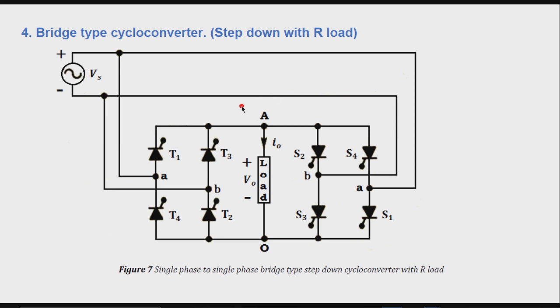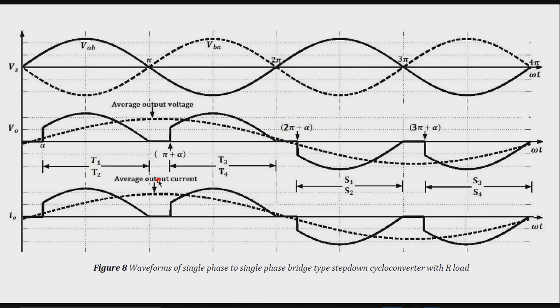It contains a total of 8 thyristors: T1 to T4 for the positive group and S1 to S4 for the negative group. Let us assume this is terminal A and this is B. When A is positive with respect to B, the forward biased thyristors T1 and T2 are triggered at omega t equal to alpha. Here at alpha we have to trigger T1 and T2. With this, load current I0 starts flowing in the positive direction from A to O.